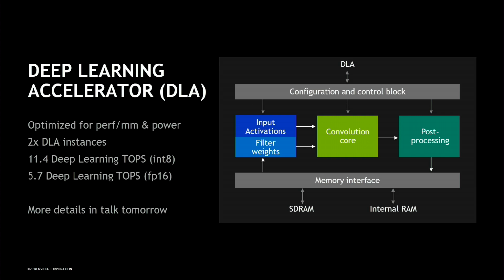Then we looked at, as I talked about, the deep learning accelerator. We have 2 deep learning accelerators in the Xavier SoC. It provides not only a second engine to run deep learning on, which is good for diversity, depending on, as I said, and then it provides 11.4 deep learning tops in int8 and half the rate of FP16. I don't want to spoil the talk tomorrow, so I'm not going to say anything more than that, but Franz is going to present on our DLA tomorrow.